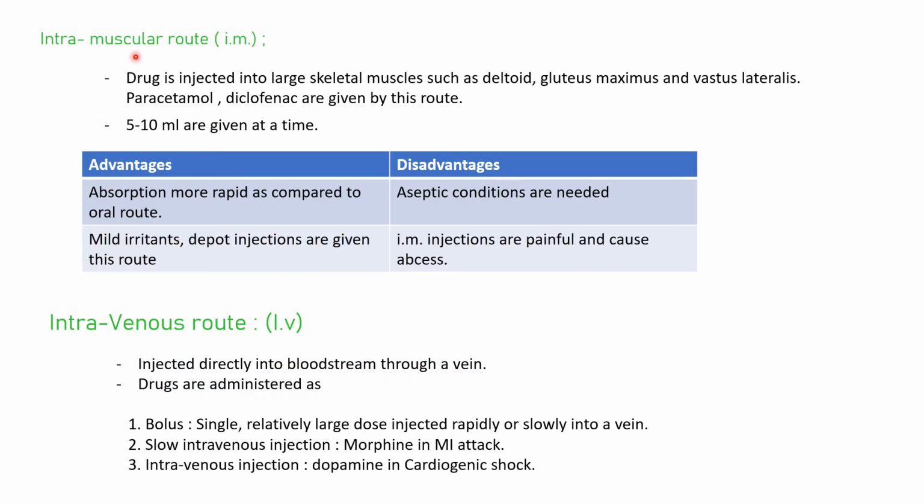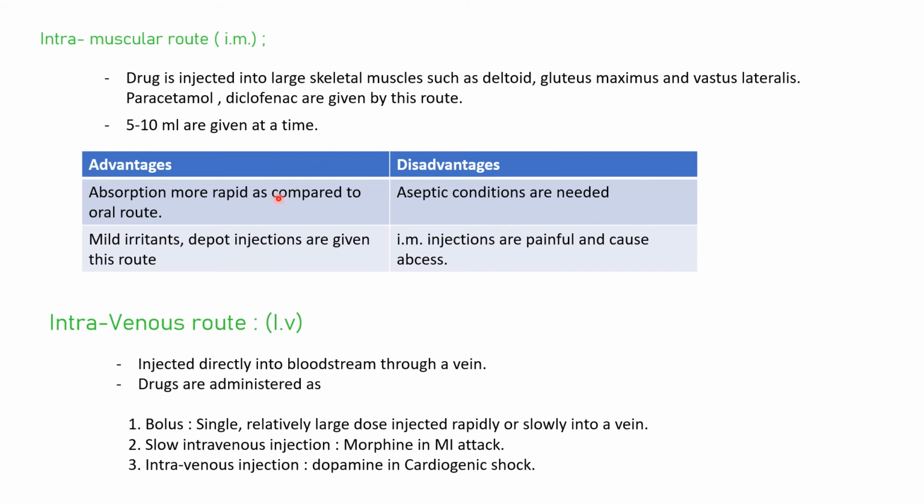Next, intramuscular route. When you have fever or any infection, the drug is given through the intramuscular route by injection. Here, the drug is injected into large skeletal muscles such as deltoid, gluteus maximus, and vastus lateralis. Paracetamol and diclofenac are given by this route. 5 to 10 ml are given at a time.